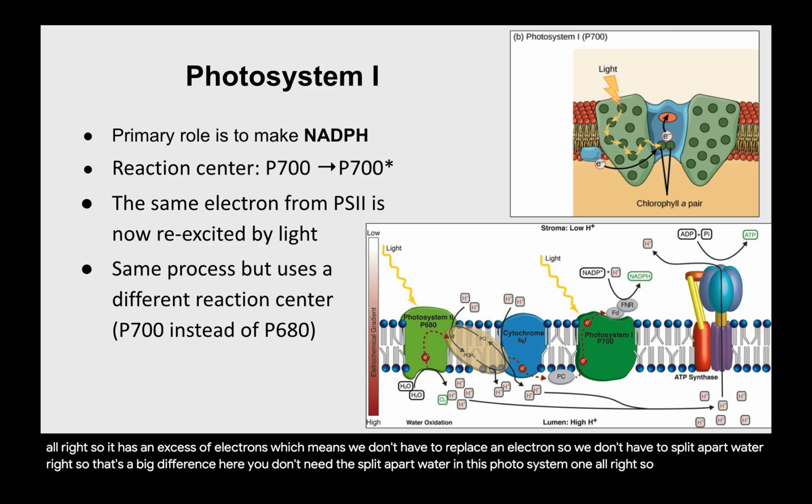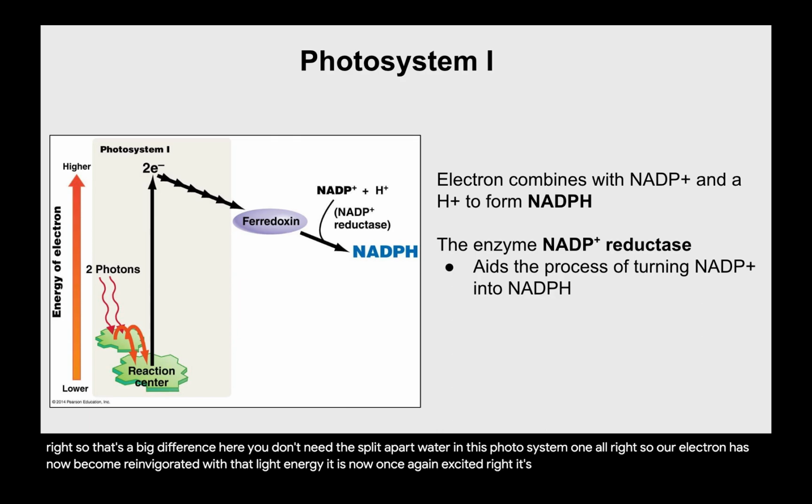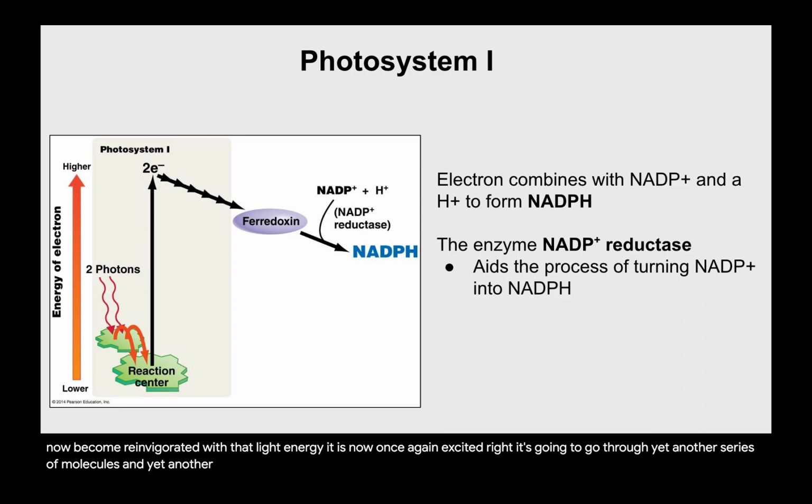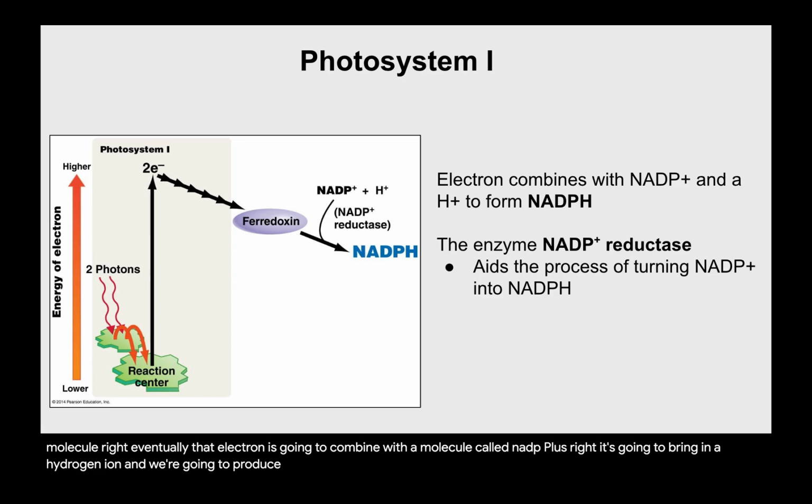All right, so our electron has now become reinvigorated with that light energy. It is now once again excited. It's going to go through yet another series of molecules in yet another electron transport chain, being passed from molecule to molecule. Eventually, that electron is going to combine with a molecule called NADP+. It's going to bring in a hydrogen ion, and we're going to produce NADPH.